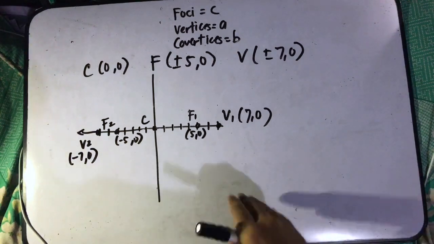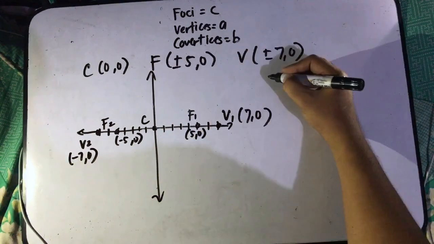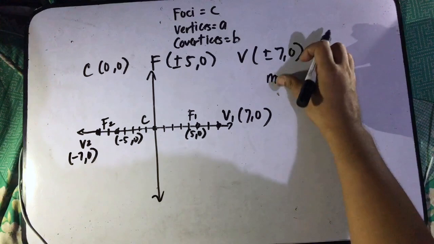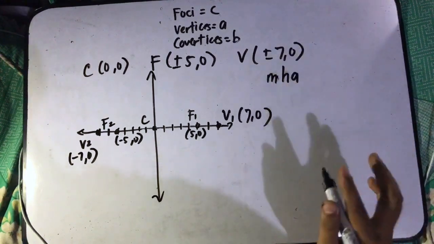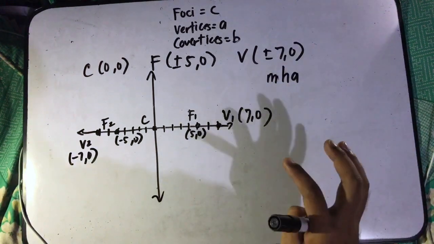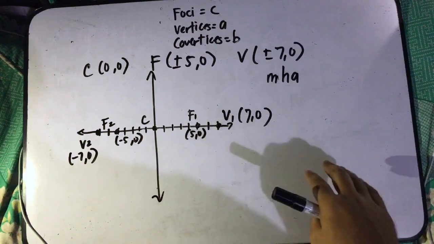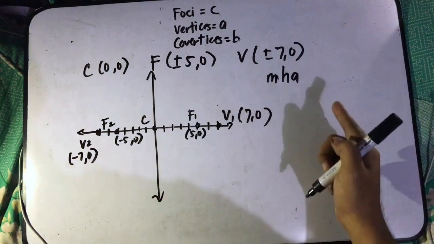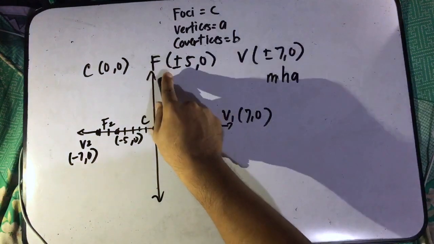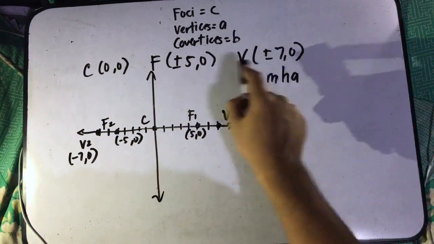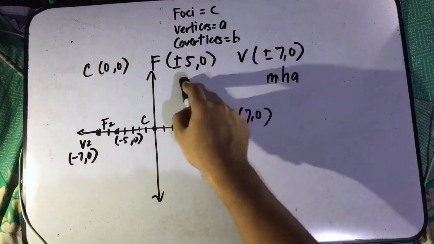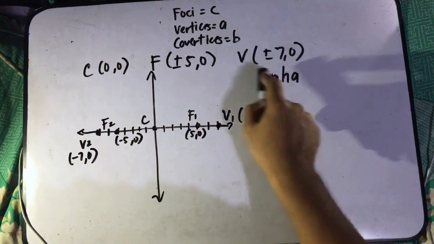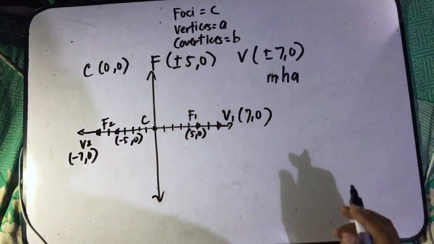So, therefore, where is the major axis? The major axis now would be major horizontal axis. Why horizontal? Because the vertices and the foci are collinear with the horizontal, or collinear with the x-axis. Therefore, we call this the major horizontal axis. Tingnan mo ngayon yung foci and the vertices. Ano ba yung binago natin? Ang binago natin sa kanilang dalawa is yung x. Kung ano yung binabago, that is the major axis. Binago natin yung x, therefore, it is the major axis.